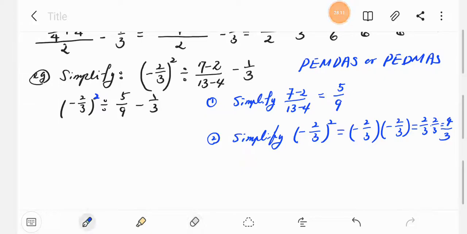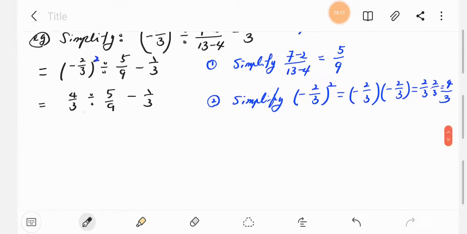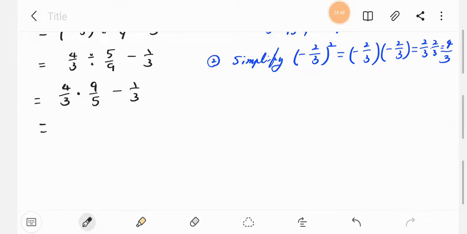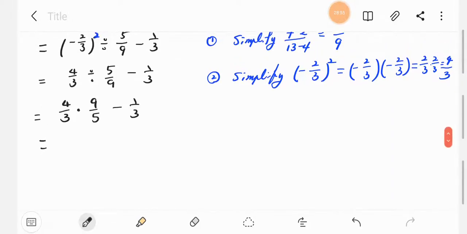Okay, so we can write it like this. This exponential form became 4/3 divided by 5/9 minus 1/3. All right, and next we simplify this division. Then it will be 4/3 times 9 over 5 minus 1/3. The division became a product. So let's simplify this product. I'm sorry, this is 4 over 9, isn't it? I made a mistake. This should be 4 over 9. The denominator, 3 times 3, is 9.